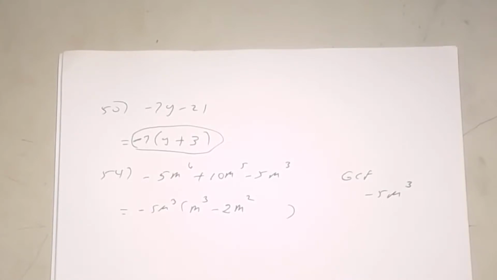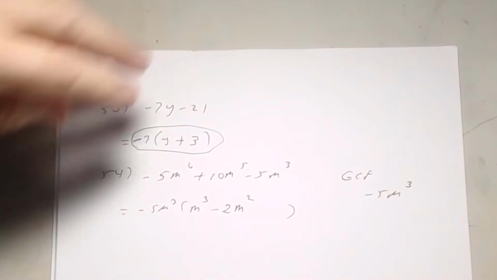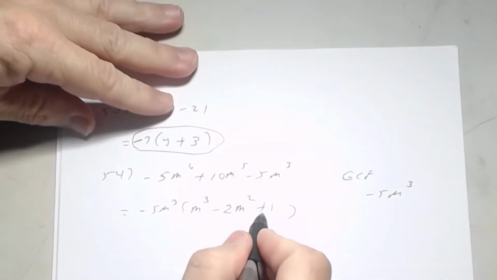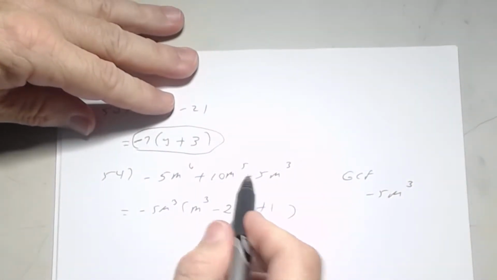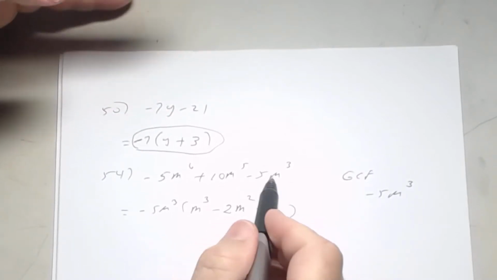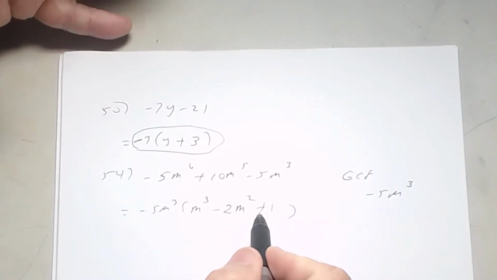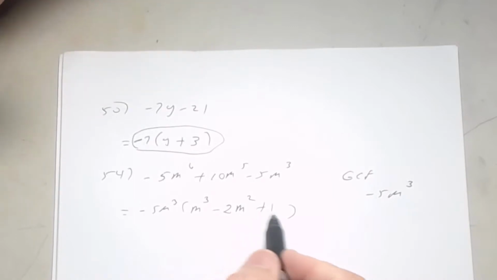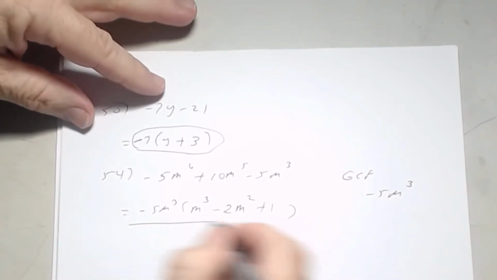And a negative 5m cubed times what is a negative 5m cubed? Just 1. Plus 1 or minus 1? Which one? Plus 1, because a negative times a positive is a negative. So if this was plus 5m cubed, then you'd write what here? Negative, so minus 1. Okay.